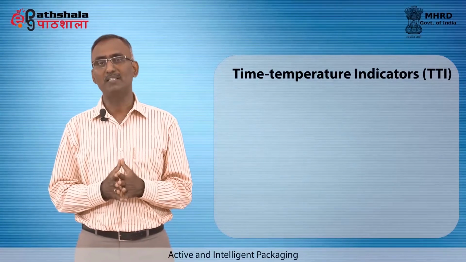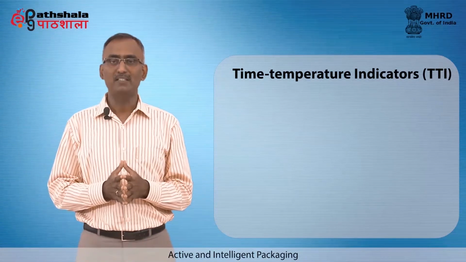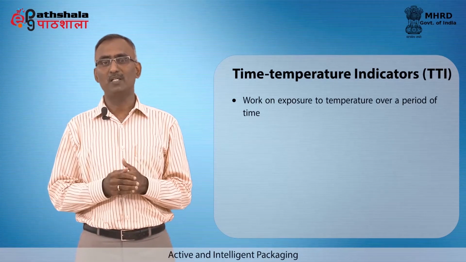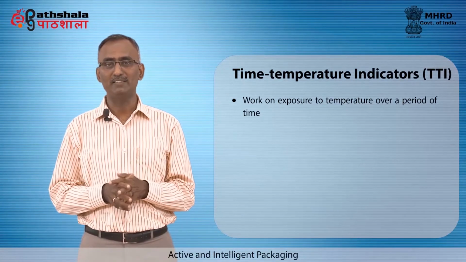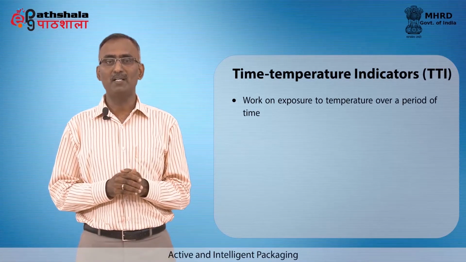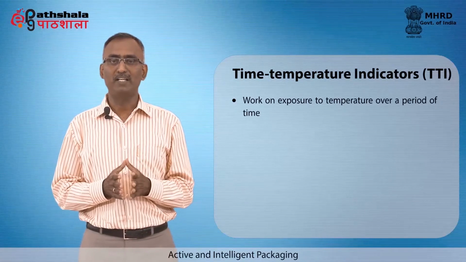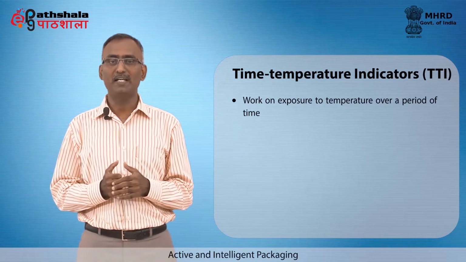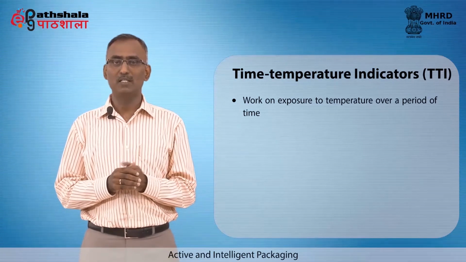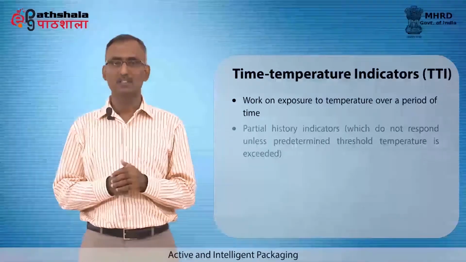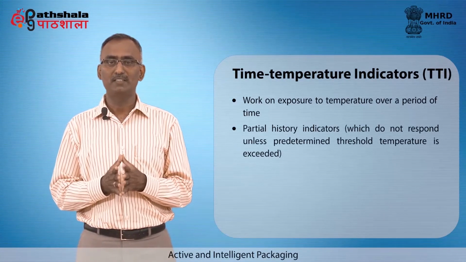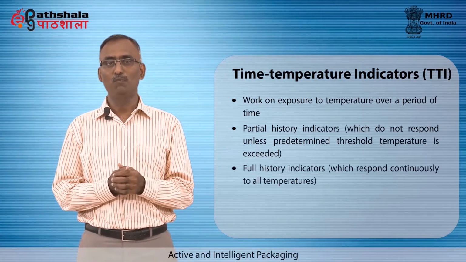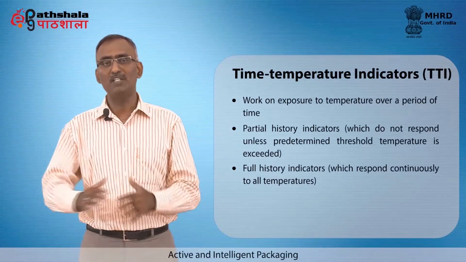Next is time temperature indicators. These TTIs are a type of quality indicators that work on exposure to temperature over a period of time and show a color change or any other physical character depending on their total exposure. These TTIs were developed initially for frozen foods to identify their quality. But now there are indicators for other categories of foods also. There are two types of TTIs in the market. Partial history indicators, that is, which do not respond unless a predetermined threshold temperature is exceeded, and full history indicators which respond continuously to all temperatures.